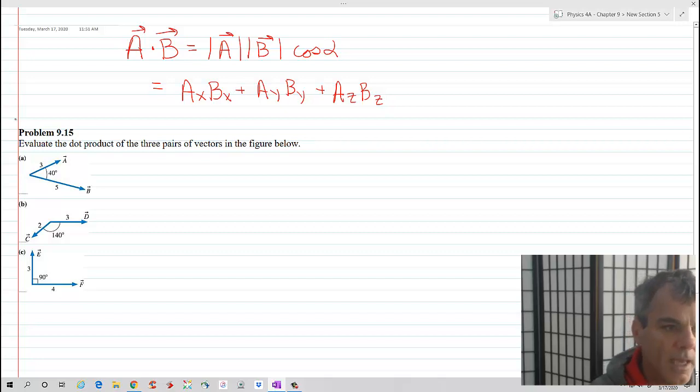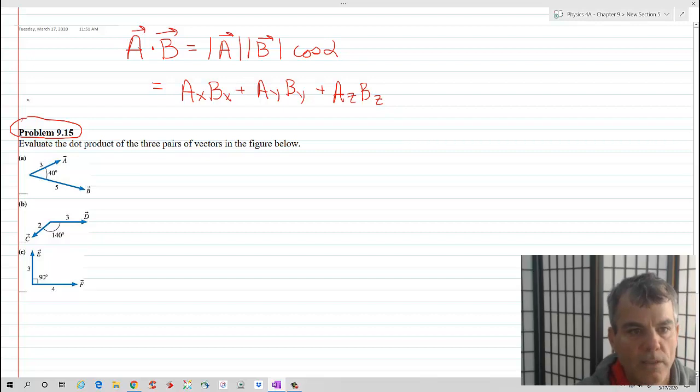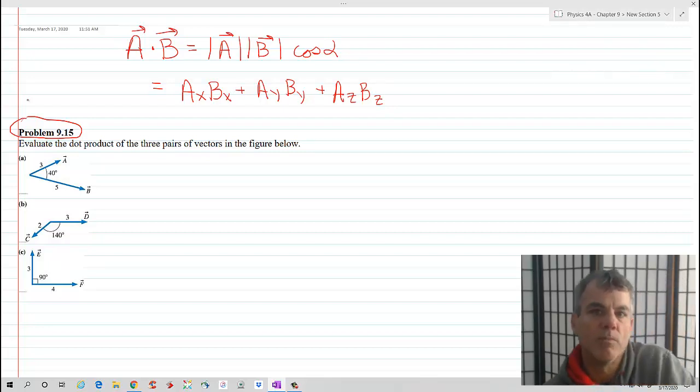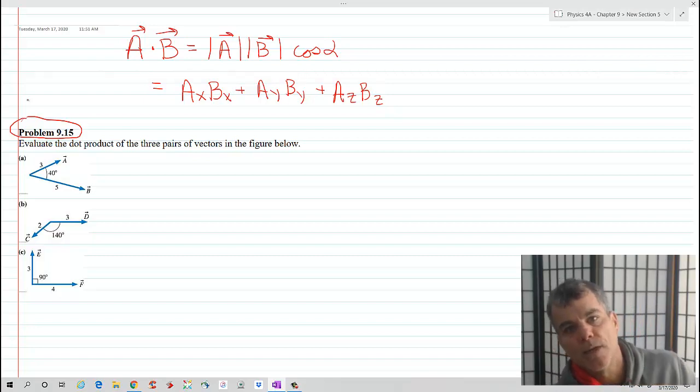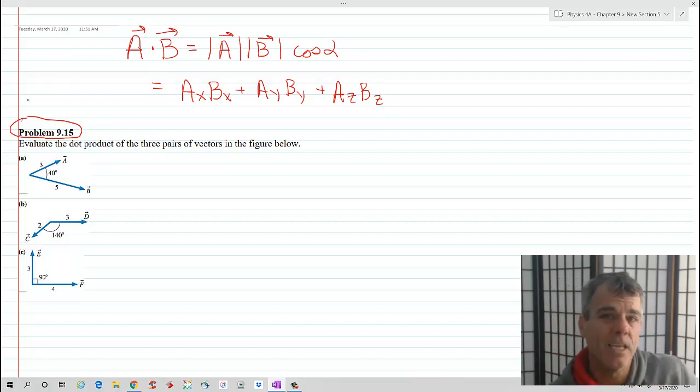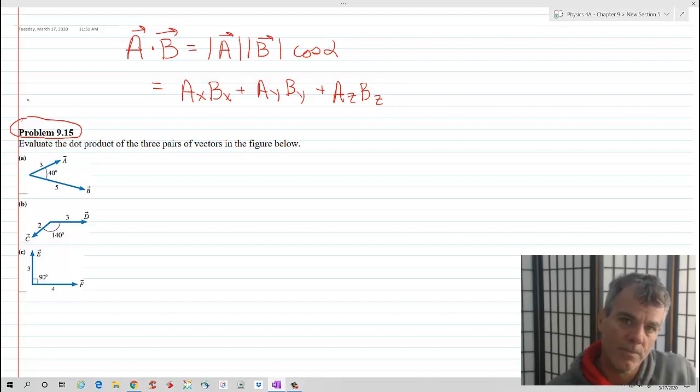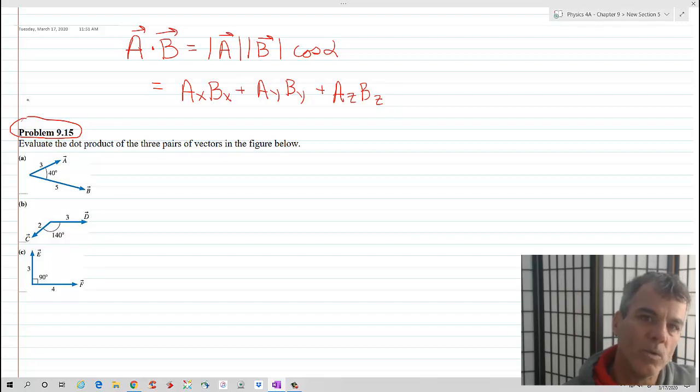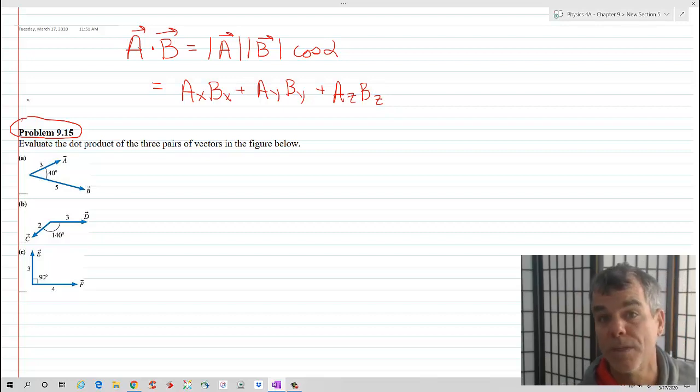So let's take a look at example problem 9.15. Evaluate the dot product of the three pairs of vectors in the figure below. So one, good to keep in mind, anytime the angle between the vectors is between 0 and 90, that dot product is going to be positive. Anytime the angle is 90 degrees, the dot product is going to be 0. And anytime the angle is between 90 and 180, the dot product is going to be negative.